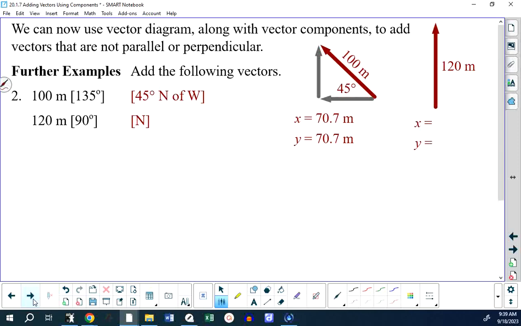Now what about the 120 meters north? There's no triangle. Jacob? The x would be 0 and the y would be 1. Exactly. The x is going to be 0. There is no east or west here, and the y will be 120. By the way, you should put directions on those vectors, right? 70.7 meters west, 70.7 meters north.